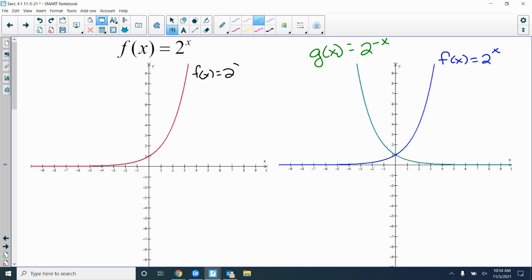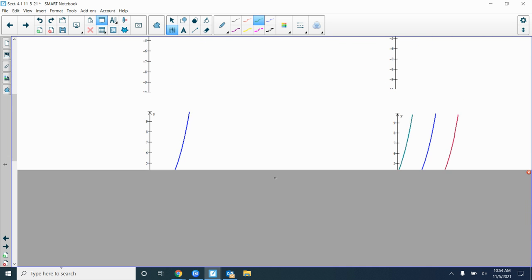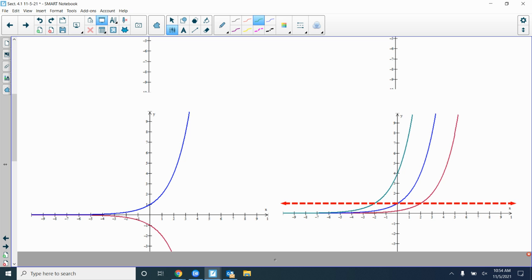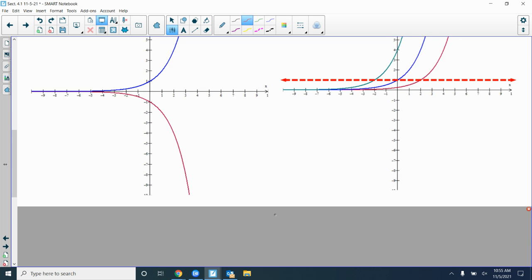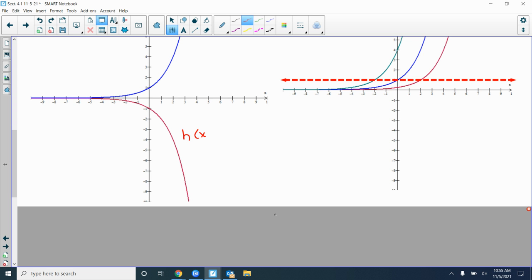All right, that next one. Again, f of x equals 2 to the x. I believe I have h of x for that one. So h of x is a reflection over the x-axis. Anthony, what do I do with that? Make the whole thing negative. Put a negative in front of it. So negative 2 to the x.